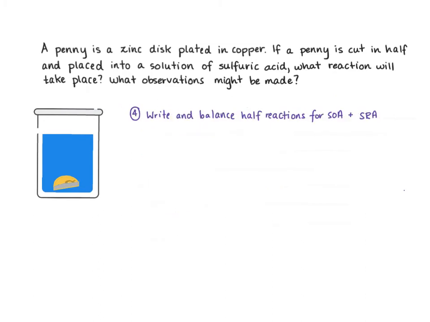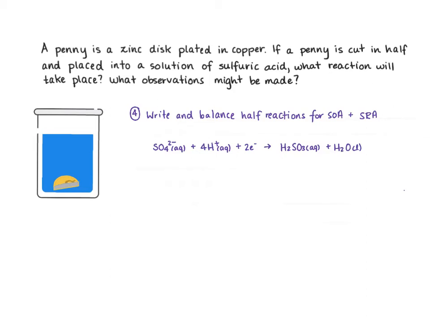Our fourth step will be to write and balance the half reactions for the strongest oxidizing agent and the strongest reducing agent. We're going to get these directly from our book on page 7. So our strongest oxidizing agent is the combination of sulfate and hydrogen ions. So we have 1 sulfate plus 4 hydrogen ions. And this is an oxidizing agent, so it undergoes reduction, producing sulfurous acid, H2SO3, and water.